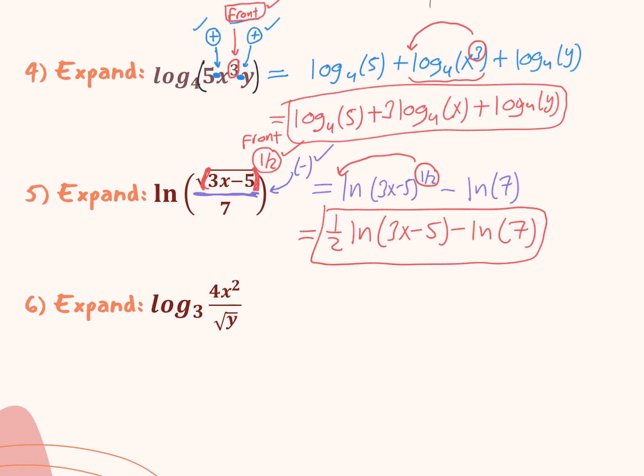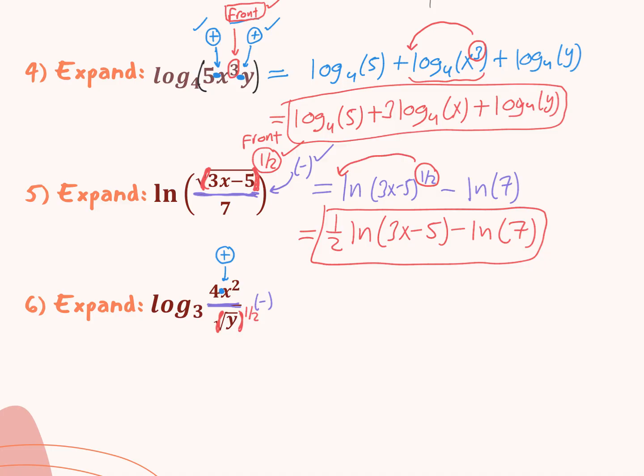All right. Let's try the same thing with the next one, right? I see a couple things here. I see a multiplication. I see 4 times x squared. That's going to become a plus. And then I also see a division. That's going to become a subtraction. And then I see the square root of y, and that's going to become to the power of 1/2, right? So I know in my final answer, I'm going to need a plus, I'm going to need a minus, and I'm going to need a 1/2 in front.